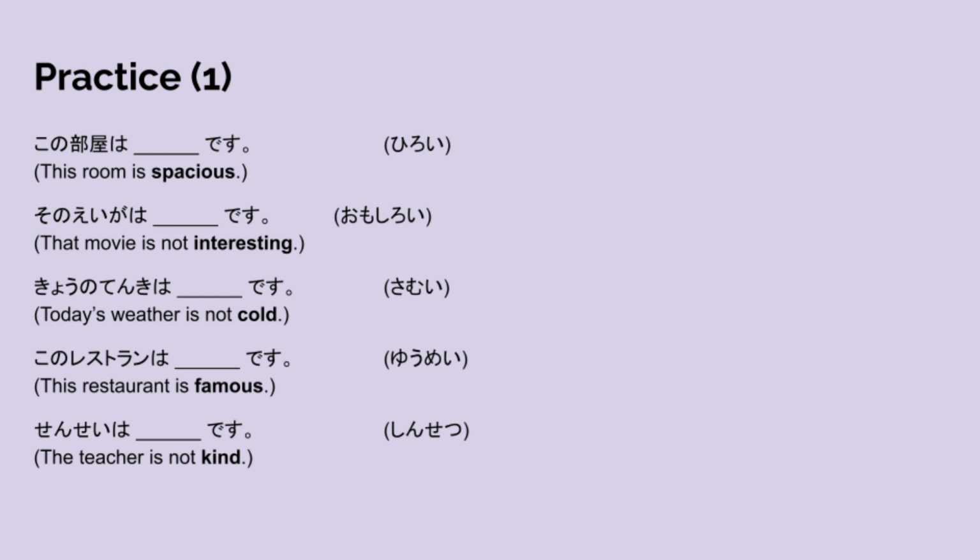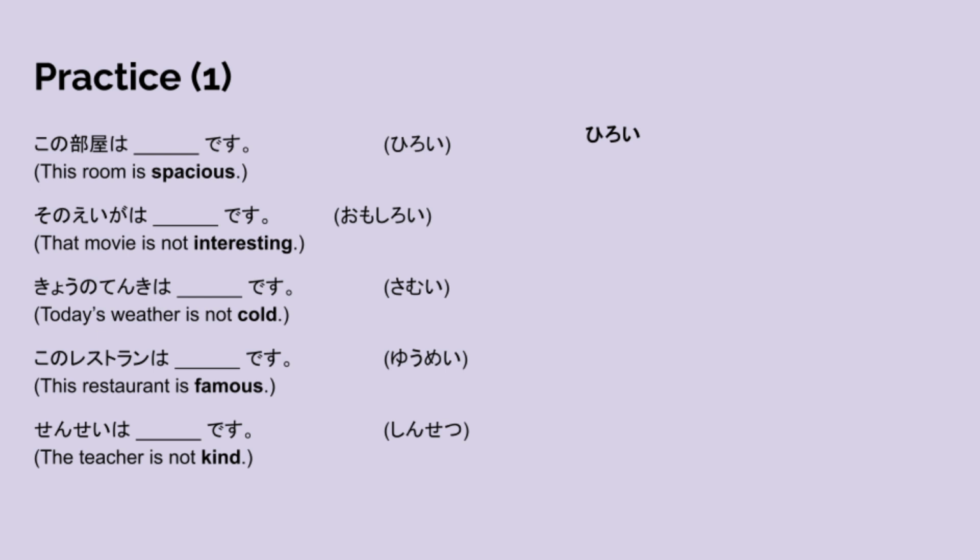We're going to conjugate these. This is the present tense version, and we have the next one that'll be past tense, so go through these super fast, these 5. Let's go over this real quick. Number 1, this room is spacious. Kono heya wa blank desu. Hiroi is spacious, and this is just the regular present tense, so it's just hiroi. Hiroi desu. Kono heya wa hiroi desu.